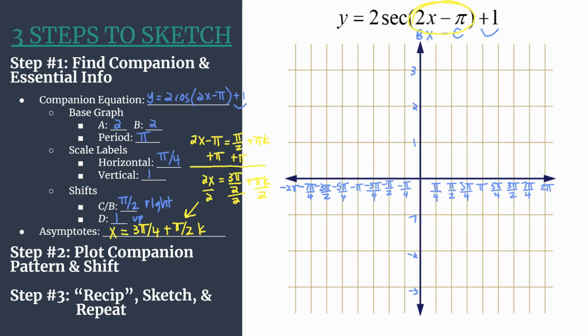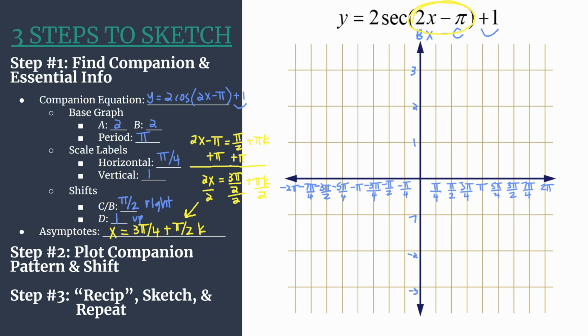All right, now we've done all our analysis. We've done all the hard work, the setup. We're ready for step 2, where we're going to plot our companion pattern. So we're essentially graphing the companion equation from the first step. Make sure you do this lightly, or in a different color. I'm going to use light blue. We're going to use this as an intermediate graph for our final graph.